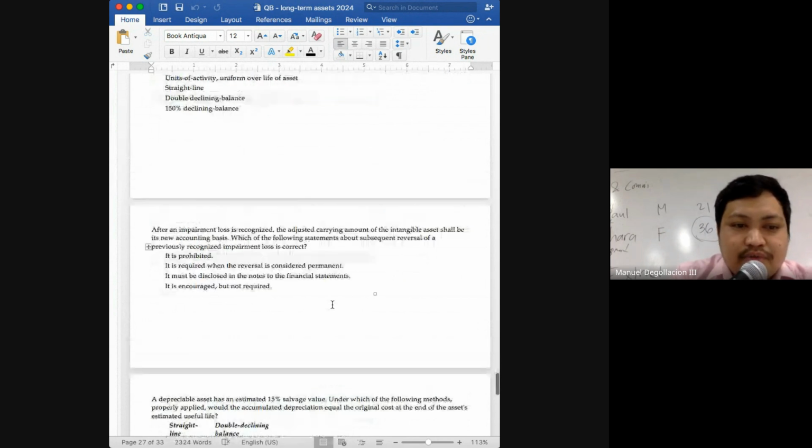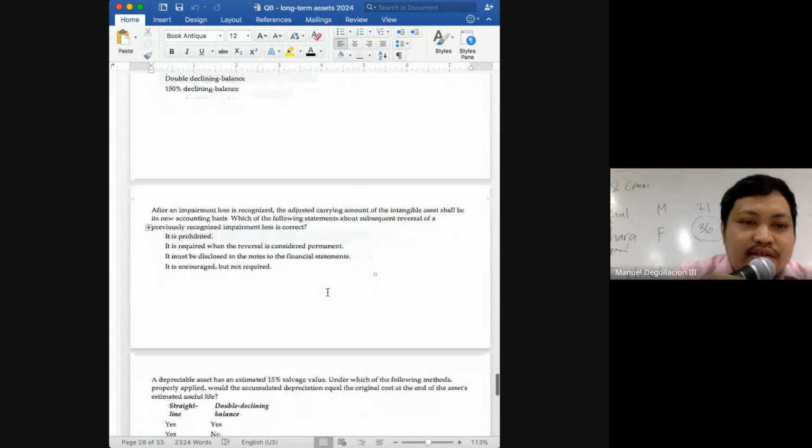Next, after an impairment loss is recognized, the adjusted carrying amount of the intangible asset shall be its new accounting basis. Which of the following statements about subsequent reversal of a previously recognized impairment loss is correct? We've just mentioned this one. And I imagine you will get this wrong again. The answer is that reversal is prohibited.